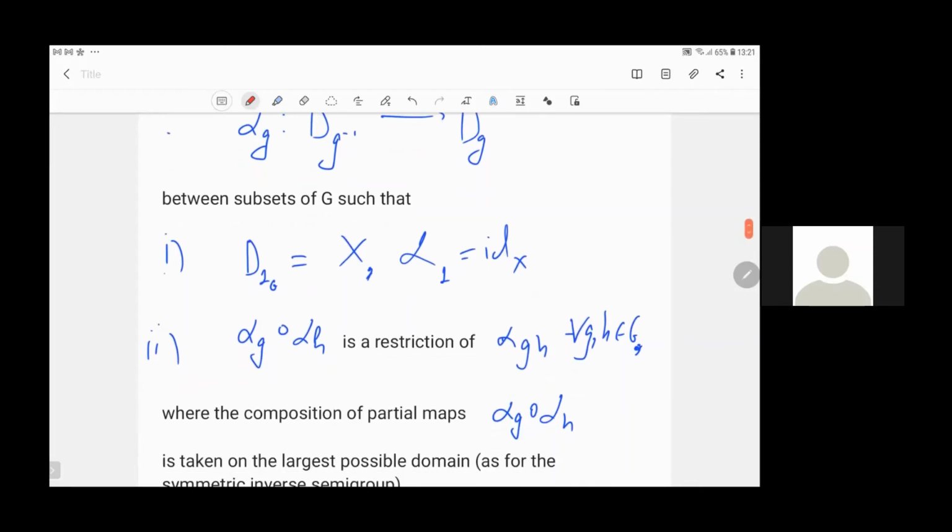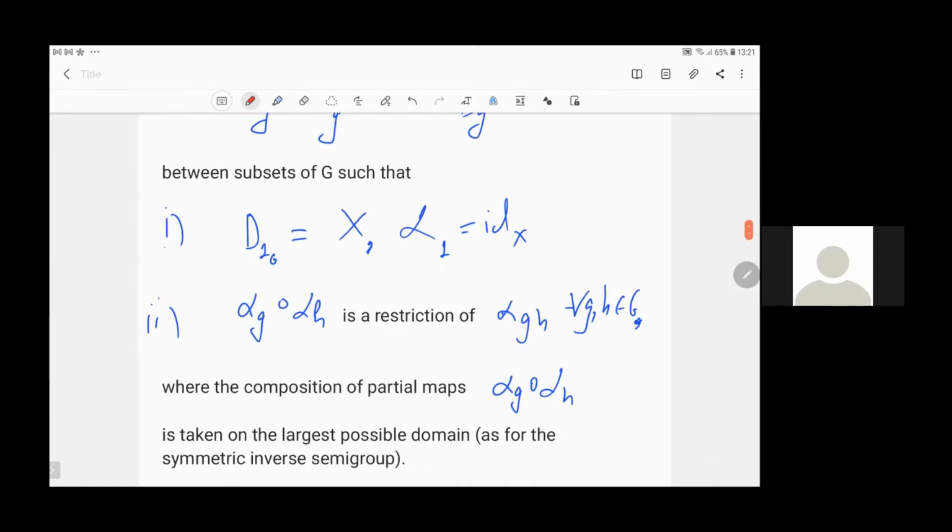Property 2: the composition of alpha_h with alpha_g is a restriction of alpha_{gh}. So if you have a usual action, then this composition just equals alpha_{gh}, but in the partial case, it's only a restriction. And what is the composition of partial maps? It is the same as defined, for example, in the theory of semigroups, inverse semigroups, when we consider the symmetric inverse semigroup of a set. It consists of all partial bijections of a set with respect to the composition on the largest possible domain.